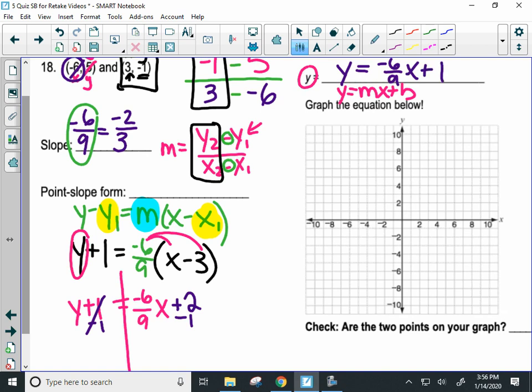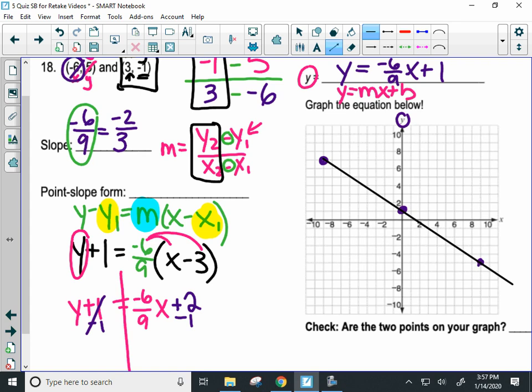And then I'm going to graph. So my y-intercept, the number where I start, is 1. That's right here on the y-axis. My slope is negative 6 over 9. So I go down 6, right 9. Right here. Then I go the other way. Up 6 over 9. And I'm going to use a ruler here to be precise, a ruler to connect those points.